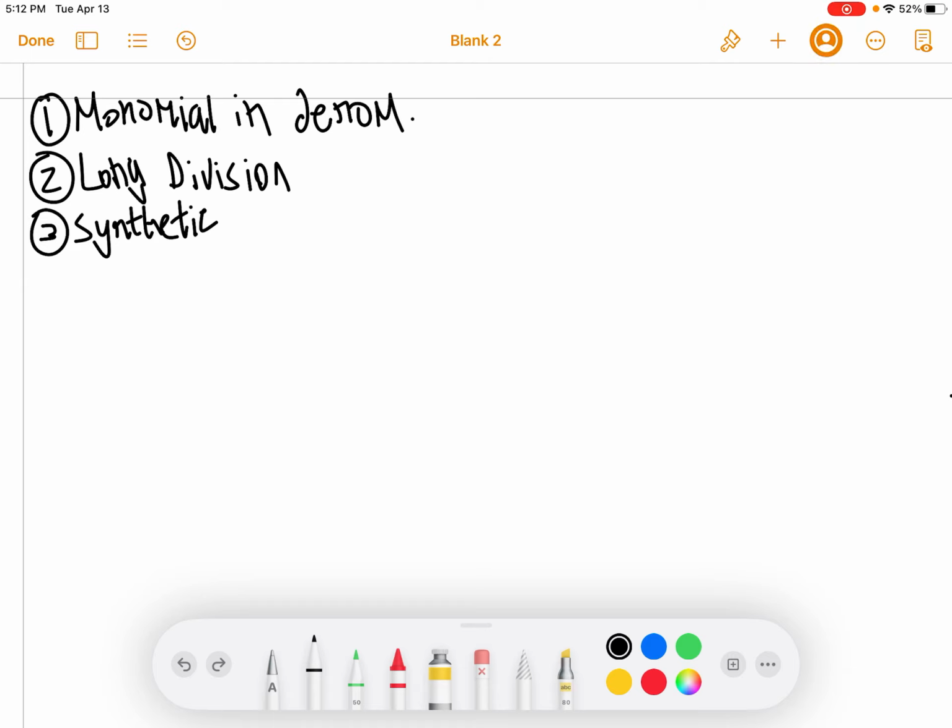Then the second one is long division. You need to do that one if there's not a monomial in the denominator. Well, technically, you could do the long division one any time you want.